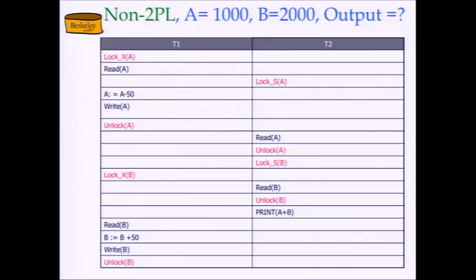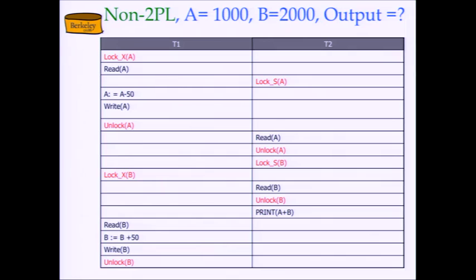Now T1 reads B from the database. It increments it by 50 and writes it back. 2050, and it writes it back to the database. And it unlocks B. And we're done. T1 and T2 both erase their main memory state. What we have left is that the database has 950 for A, 2050 for B, and an output of 2950. All right, that is crazy because we didn't respect serializability in any interesting way.